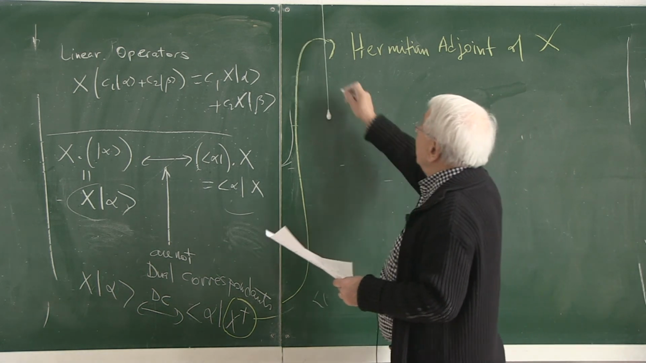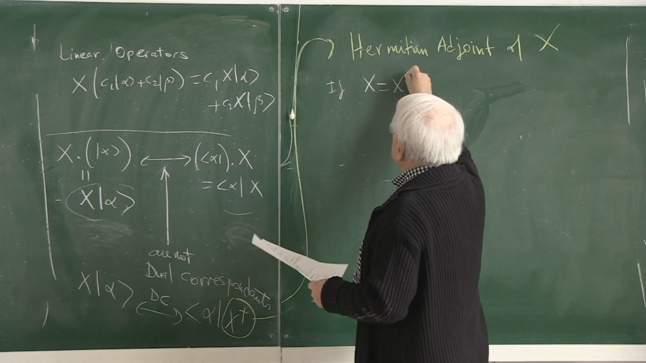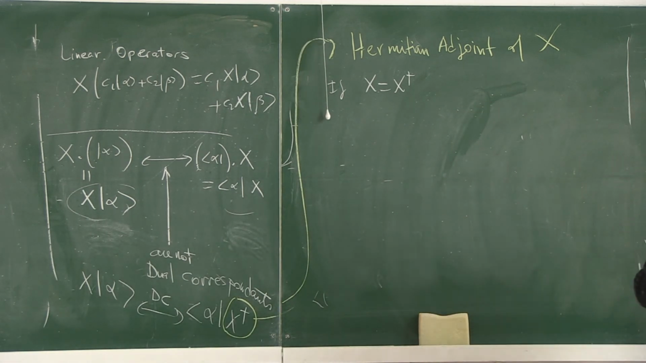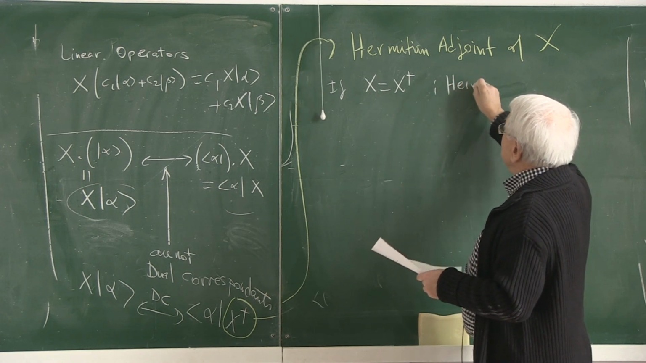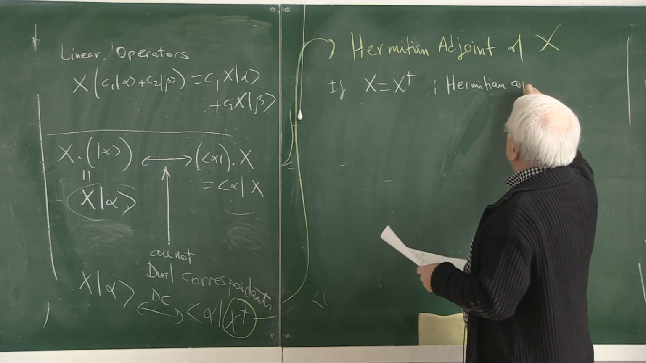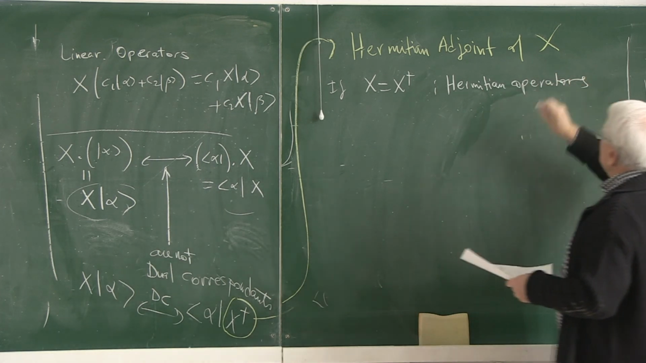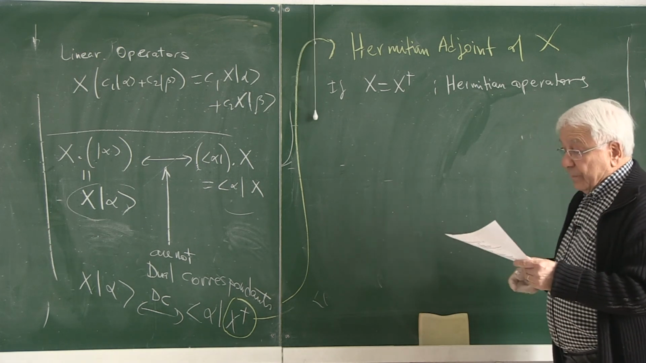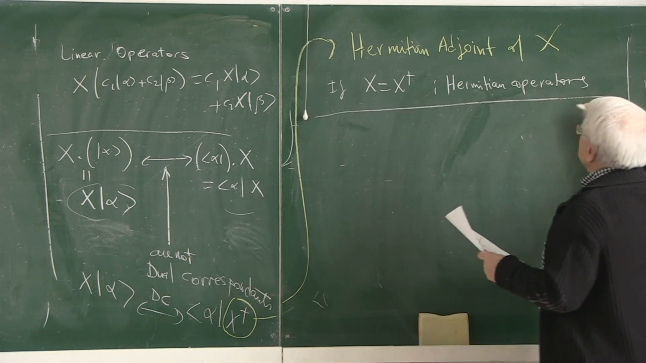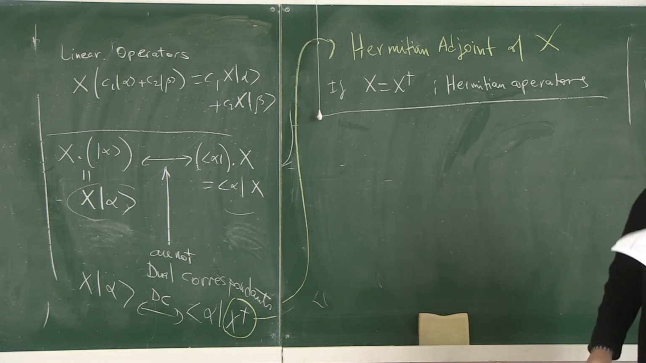If X is equal to X dagger, this reduces the size of the set of operators to a smaller set. Only those operators satisfying this property are called Hermitian operators. Obviously, not all operators you can think of will be Hermitian, and only a special subset satisfies this. That's the Hermiticity. Now, the multiplication of operators.